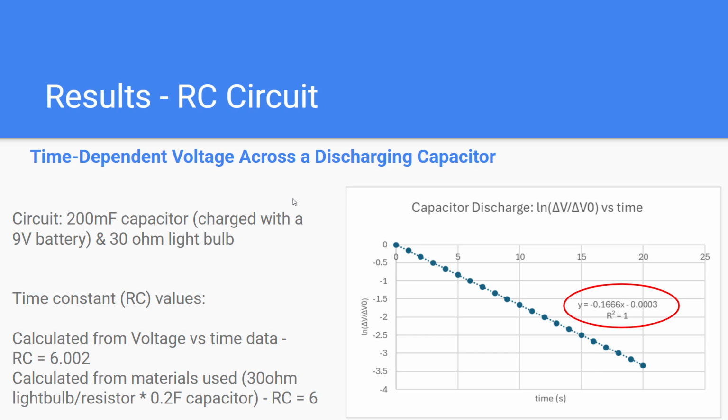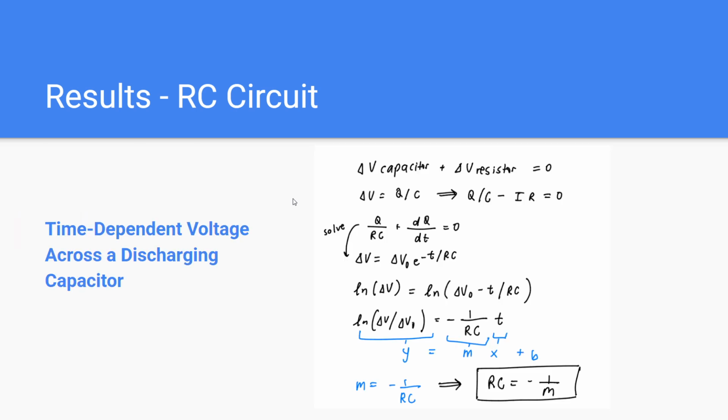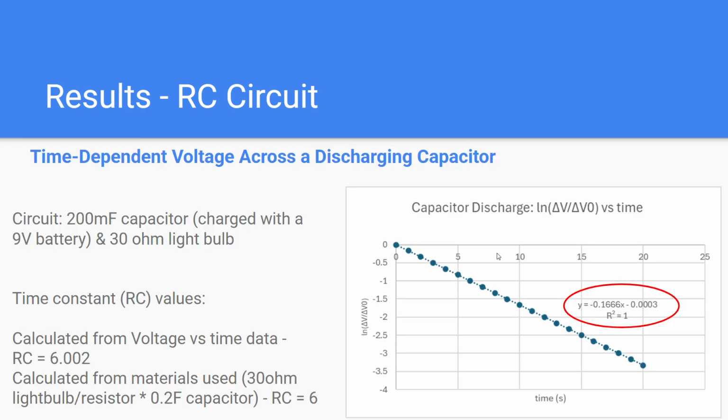Then we're able to plot this data as shown in the math above, plotting the natural log of change in potential over the initial change in potential, which is our y value, versus the x value time, giving us our slope that includes our RC value. We're given a linear plot, and then here in our plot, the slope was determined to be negative 0.166.